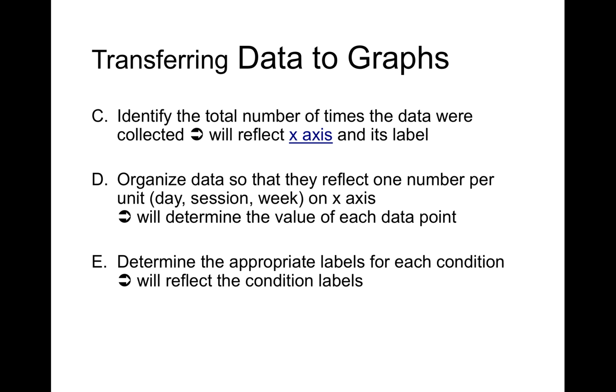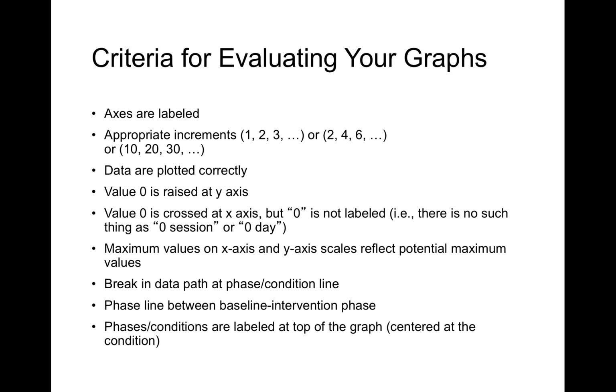You will identify the total number of times the data were collected, which will be reflected in the x-axis and its label, and organize the data so that they reflect one number per unit. So one number per day, one number per session, one number per week on the x-axis. And this will determine the value of each data point. Once you determine the appropriate labels for each condition, this will be reflected in the condition labels.